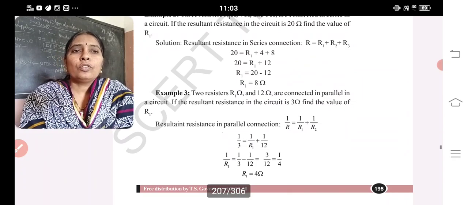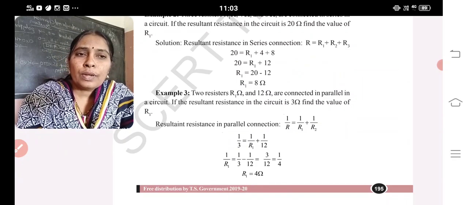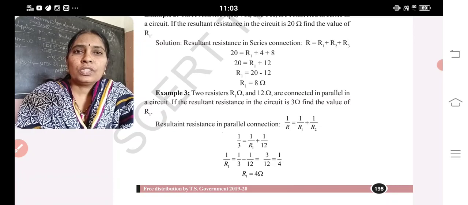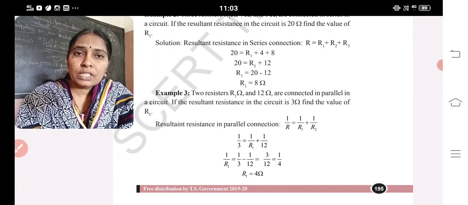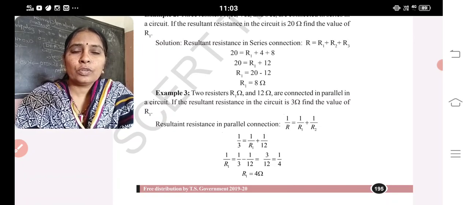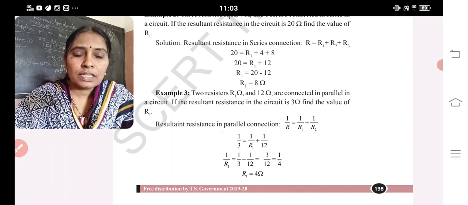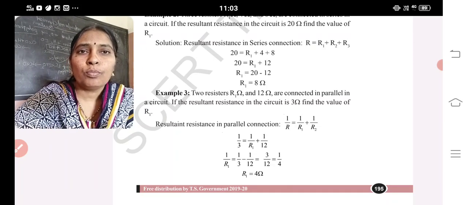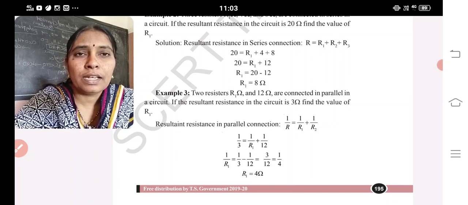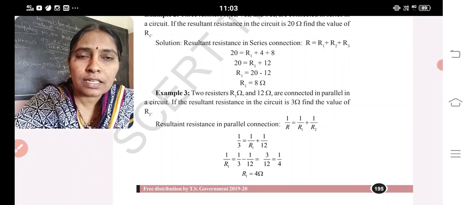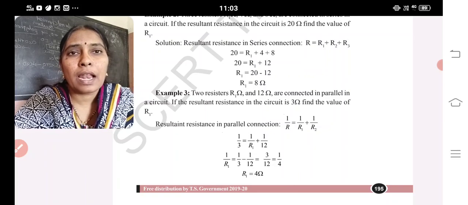Okay, you have to find the R1 value. From these equations and examples, you come to know that using this relation, you are going to get one problem also. And these relations are important for your board exam derivation. Clear, children? Equivalent resistance in series connection, equivalent resistance in a parallel connection.